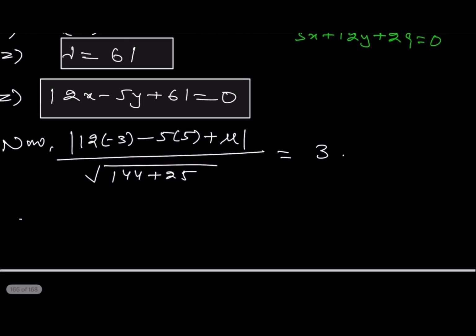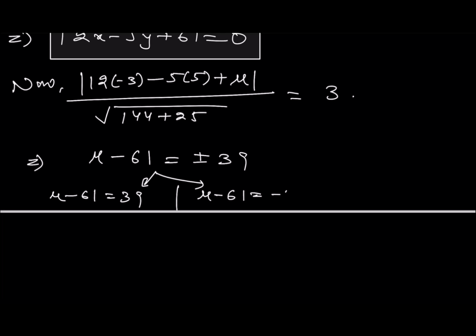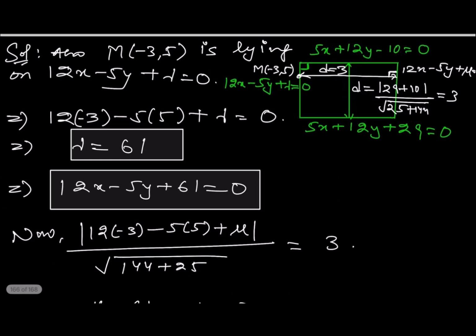Okay. After removing mod, mu minus 61 is equal to plus minus 39, right? So there will be two cases. Mu minus 61 is equal to 39, and the other will be mu minus 61 is equal to minus 39. So mu is equal to 100 or mu is equal to 22. So there are two squares possible, right?